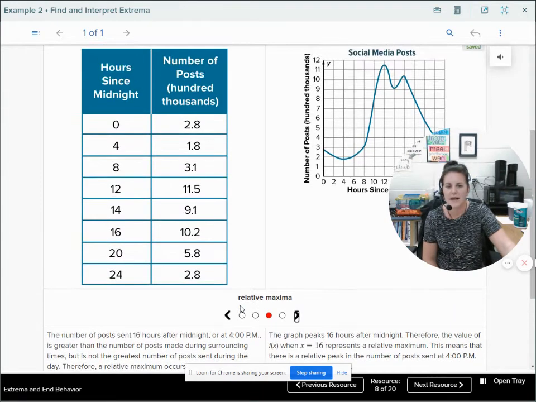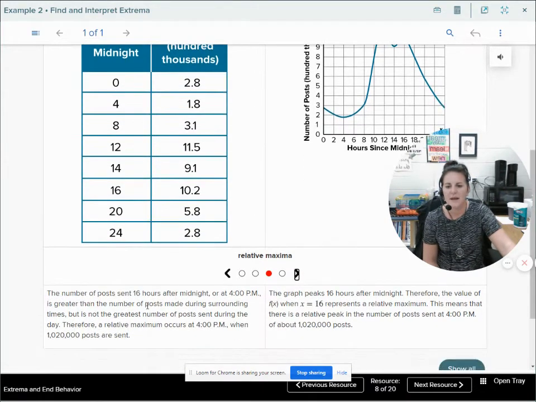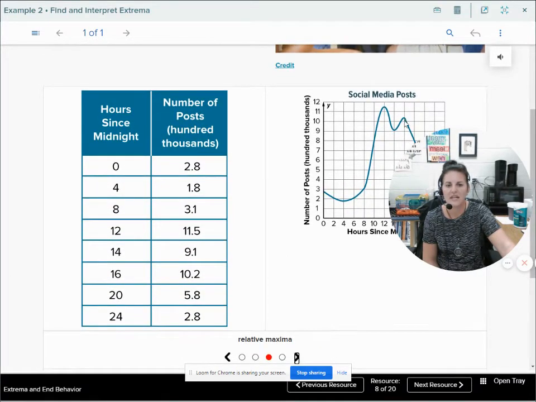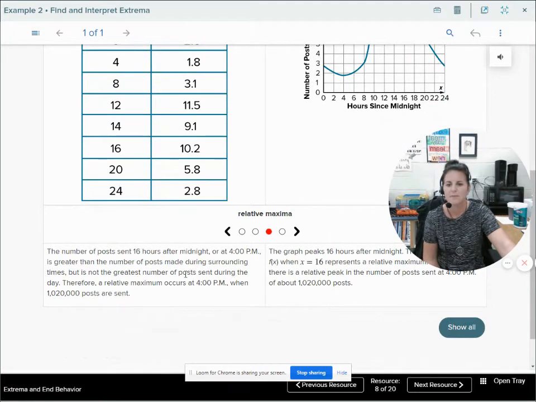My relative maximum. The relative maximum is the number of posts sent 16 hours after midnight. That's this point right here. It's a maximum in regards to the points on either side of it, but it's not the true maximum because that would be this point over here at 12. So therefore we call this a relative maxima. So it's 16 hours after midnight, or at 4 p.m., and it's greater than the number of posts made during the surrounding times. So a relative maximum occurs at 4 p.m. when 1,020,000 posts are sent.